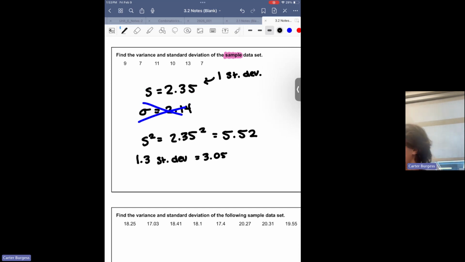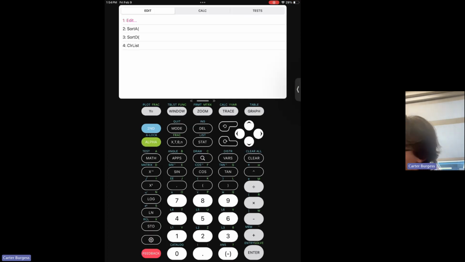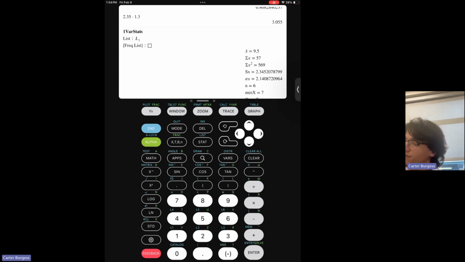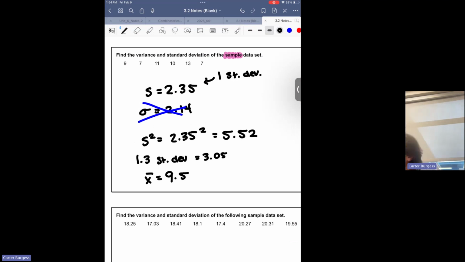What is the mean that we got here when we actually do this? It should still be in your L1, L2. What's the X bar that we find? 2.35 was the standard deviation. But what was X bar? 9.5. Should be 9.5. Right? This value here. So 9.5. And so what would 1.3 standard deviations below 9.5 be?